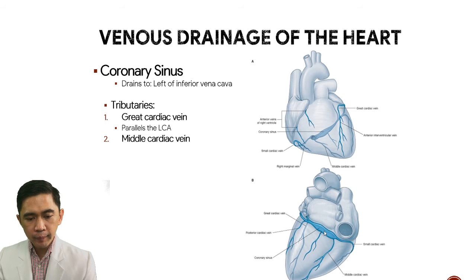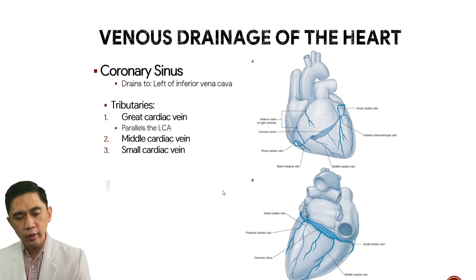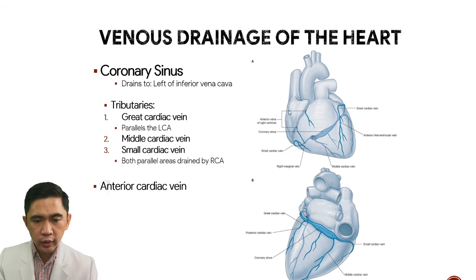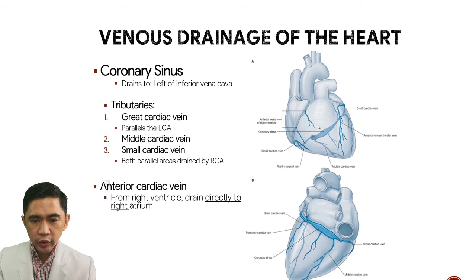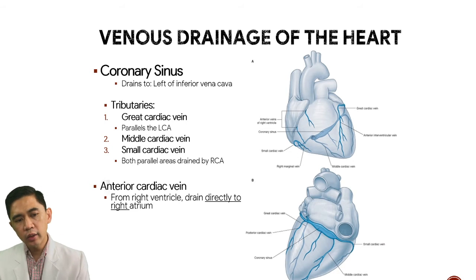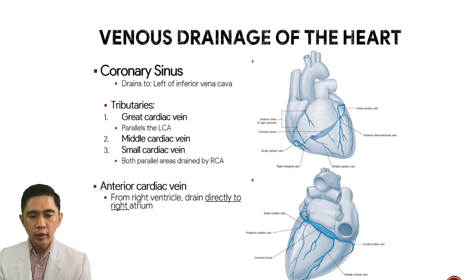We also have the middle cardiac vein. It is found mostly at the back. And we have the small cardiac vein, which is more on the right side. They all join first the coronary sinus before draining into the right atrium. We also have the anterior cardiac veins here, which drain the right ventricle. They don't join the coronary sinus before draining into the right atrium, but instead drain directly into the right atrium.